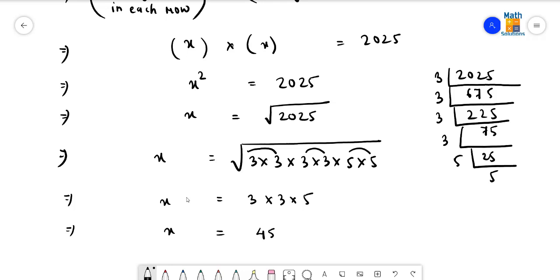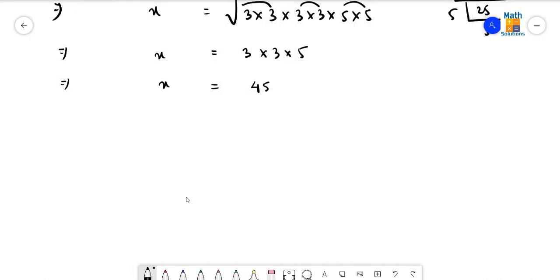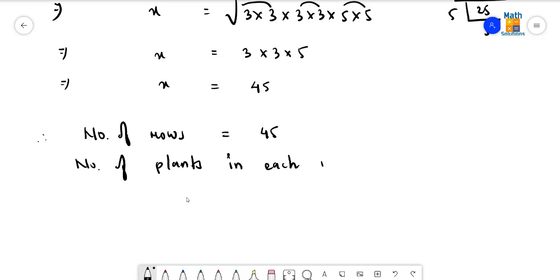So here in this case, what do I get? I get the total number of plants. In the question it was asked the number of rows and number of plants. Therefore, the number of rows is equal to 45. Then again, the number of plants in each row is equal to 45 again. So, this is the answer.